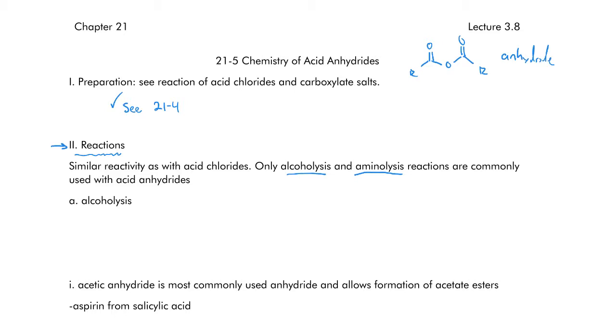So alcoholysis of an acid anhydride, the reaction looks like this. We take an anhydride, we treat it with an alcohol, and just like you would expect with an acid chloride, we get an ester. So it's really the same thing, it's just a different leaving group.